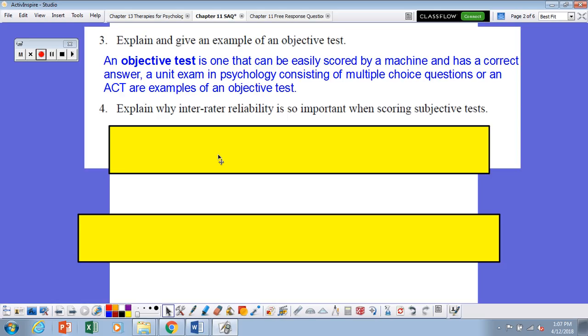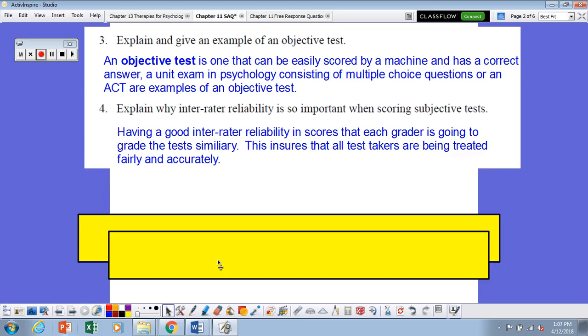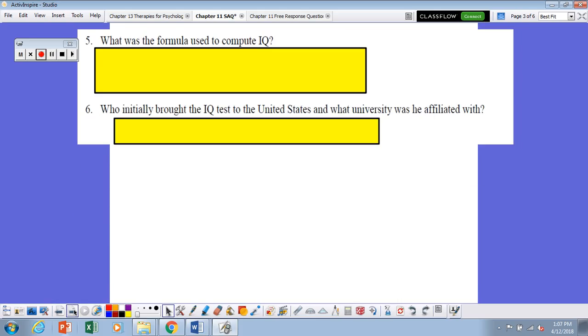Number 4, explain why inter-rater reliability is so important when scoring subjective tests. Well, having a good inter-rater reliability in a score is so that each grader is going to grade the test similarly. This ensures that all test takers are being treated fairly and accurately.